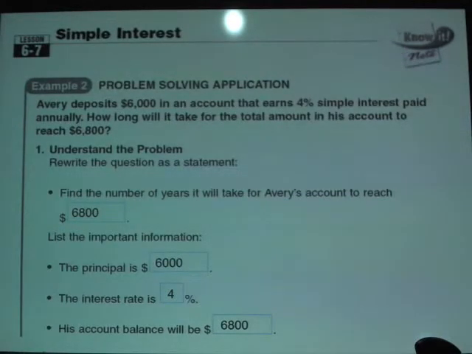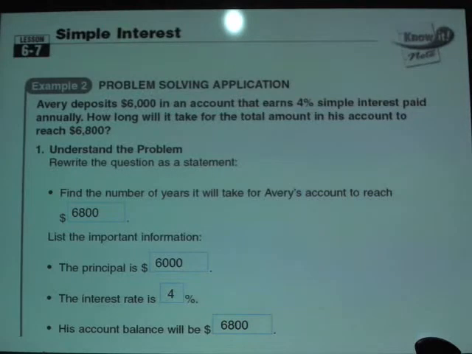All right, here's number 2. Avery deposits $6,000 in an account that earns 4% simple interest paid annually. Now, the word annual, in case you're not familiar, means yearly. How long will it take for the total amount in his account to reach $6,800?